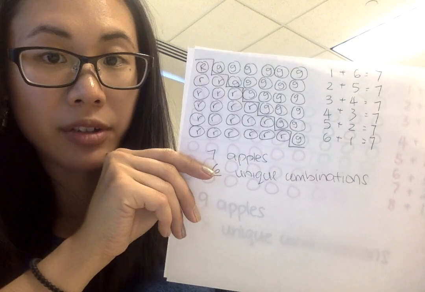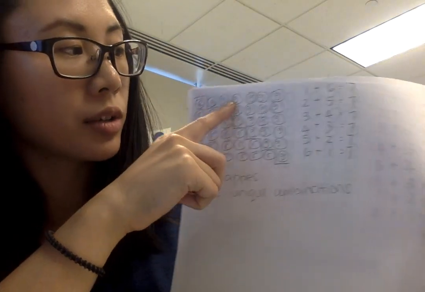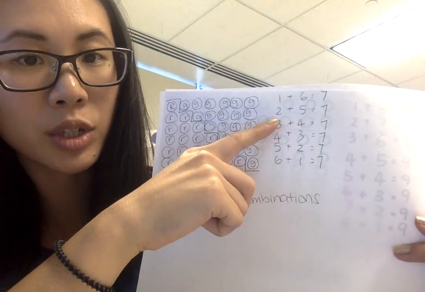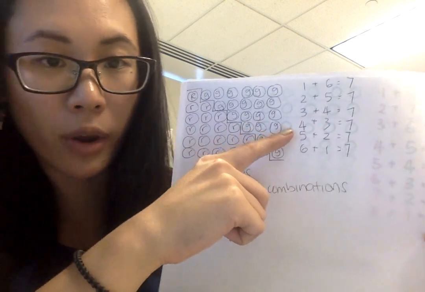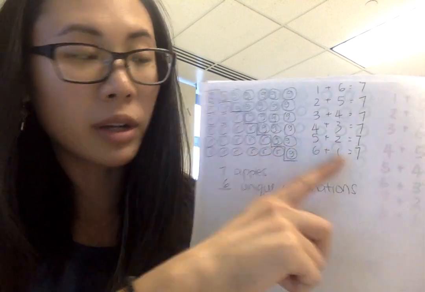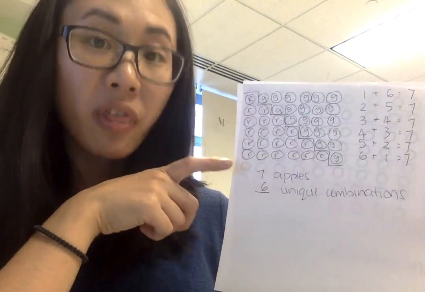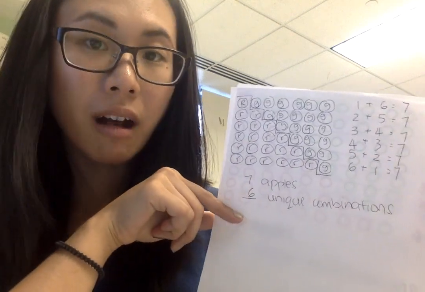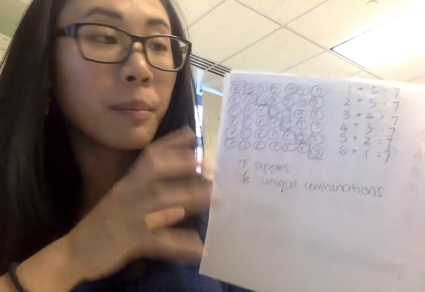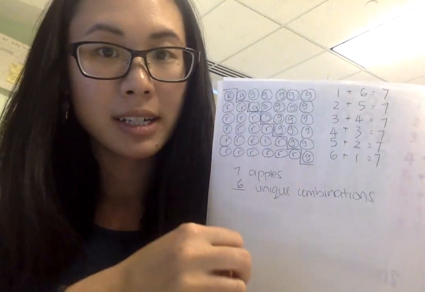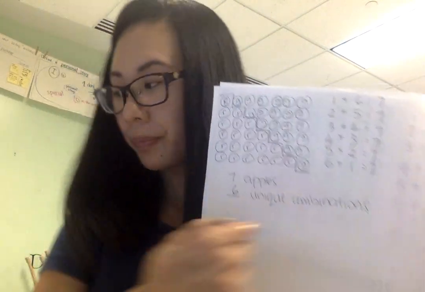Here it is on a different example without colors, but labeling with letters instead. Again, R for red, G for green: 1 and 6, 2 and 5, 3 and 4, 4 and 3, 5 and 2, 6 and 1 are all the same as 7. So there are 7 apples or 7 things, and there are 6 unique combinations, different ways to combine both together to still get the same outcome.